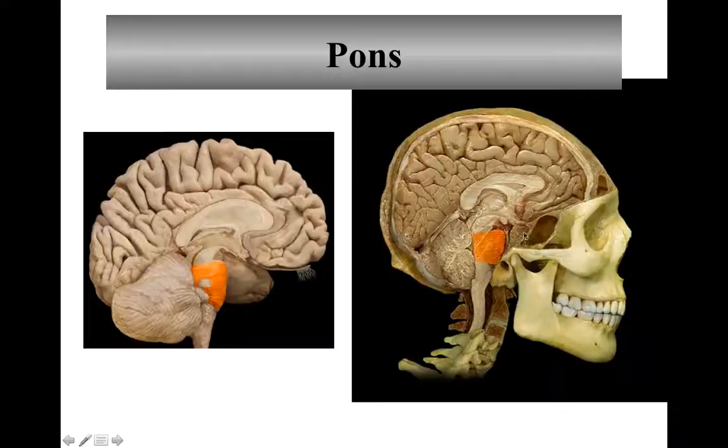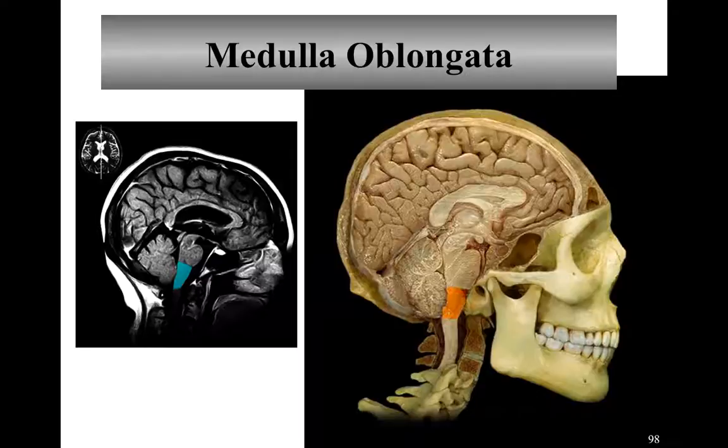All right, so we said pons regulates the rate and depth of breathing, and also just relays impulses from the medulla to the cerebellum here. From medulla to the cerebellum. Medulla oblongata is really the enlarged portion of the spinal cord after the foramen magnum, and it conducts those ascending and descending impulses between the brain and the spinal cord.